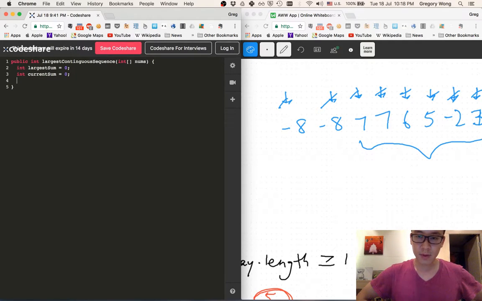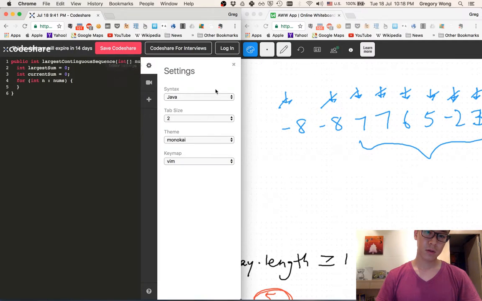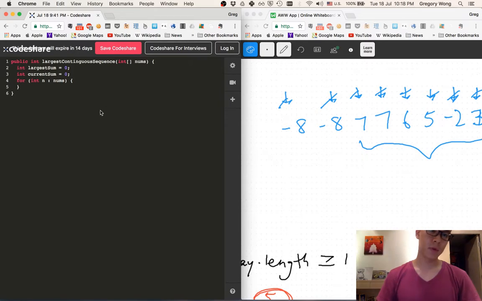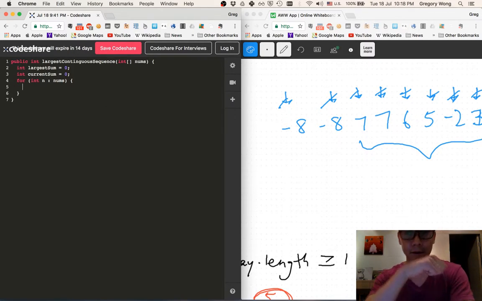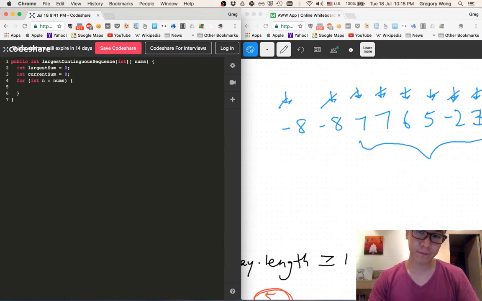And I have to step through the array. So for integer n in array of numbers, I'm going to add that to the current sum. So current sum plus equals n.